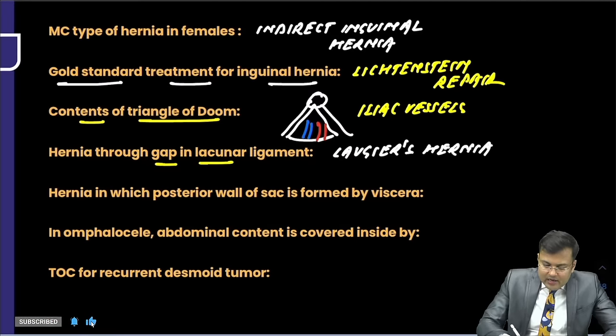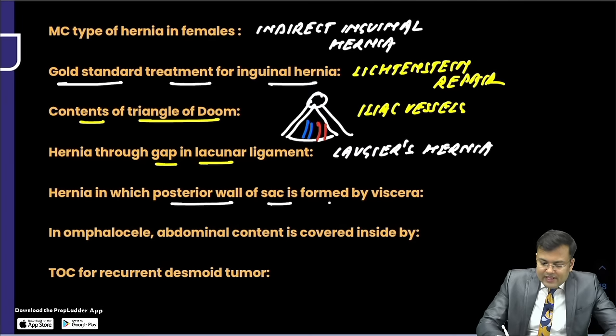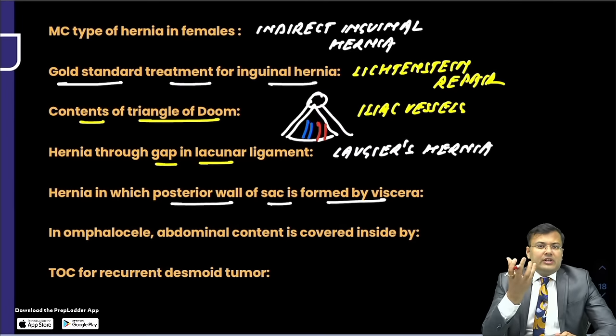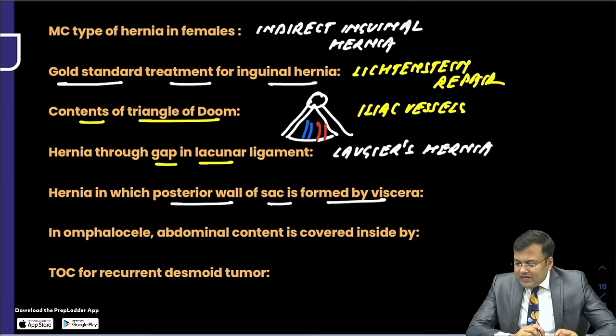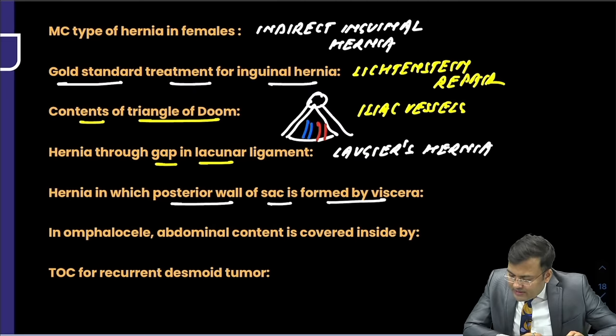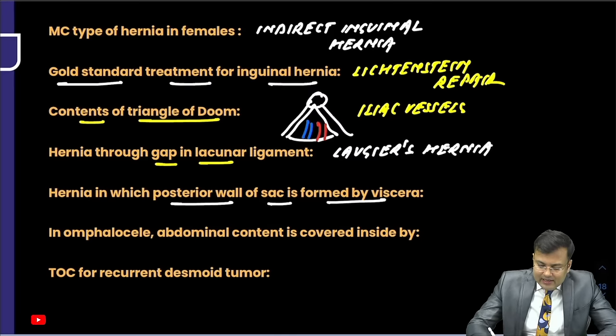Laugier's hernia. Next. Hernia in which posterior wall of sac is formed by viscera. What is the name of this hernia? Sliding. Very good, Deepak Sahu. Sliding hernia. First person to reply correctly.